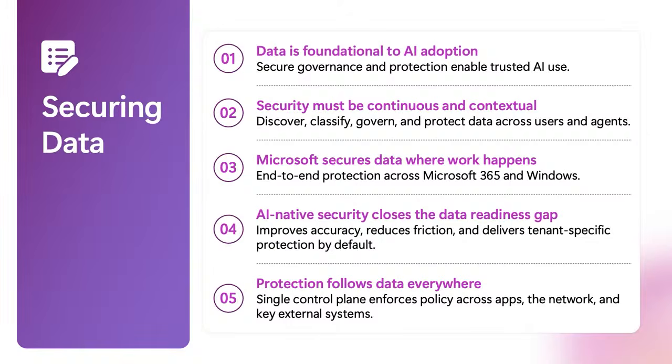The other shift is that protection has to follow the data, not just guard the perimeter. Across applications, the browser, the network, external systems, policy needs to be enforced consistently through a single control plane, not patched together from separate tools. And AI itself plays a role here. An AI-native approach to data security improves classification accuracy, reduces the manual burden, and adapts to the specific context of your environment. By default, not as an add-on.